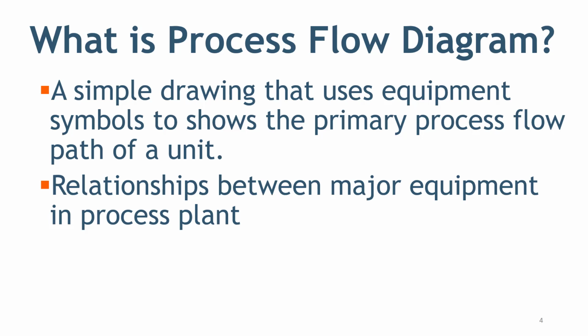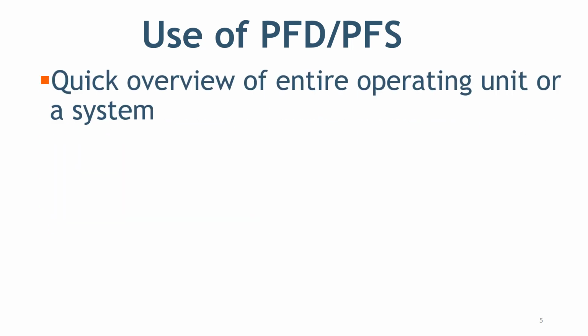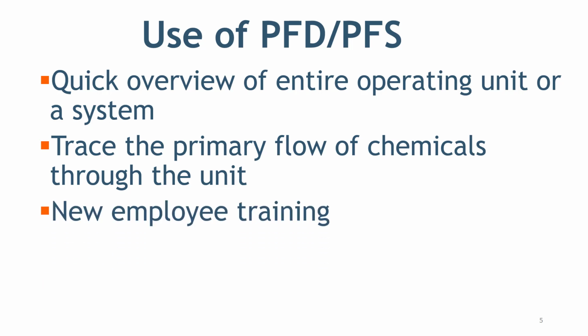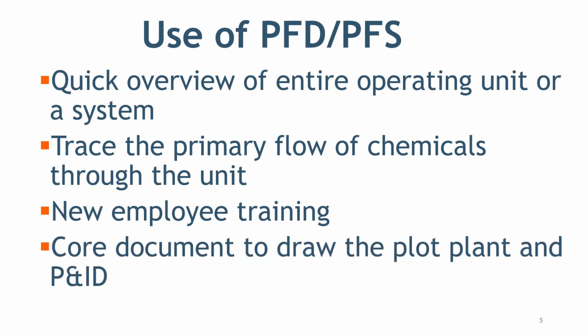What is the use of PFD? A process flow diagram provides a quick overview of an entire operating unit or a system. A technician or engineer can use this document to trace the flow of the material through the unit. The flow diagram is also used for visitor information and new employee training. It is one of the core documents to draw the plot plan and PNID.